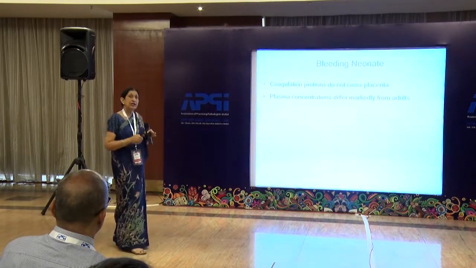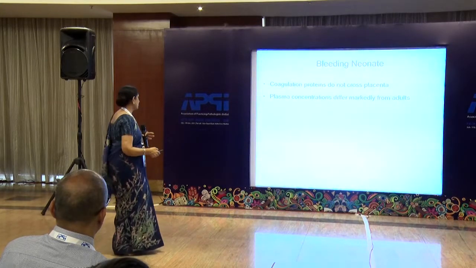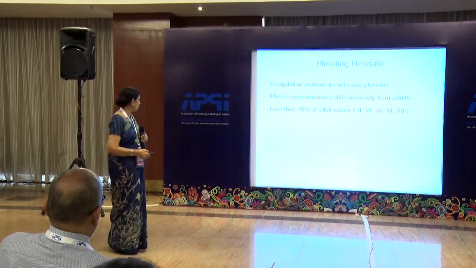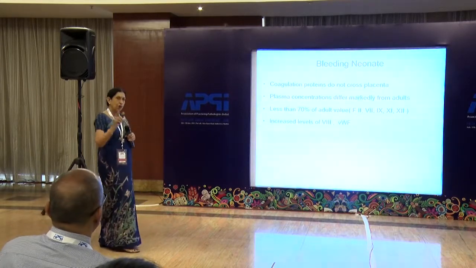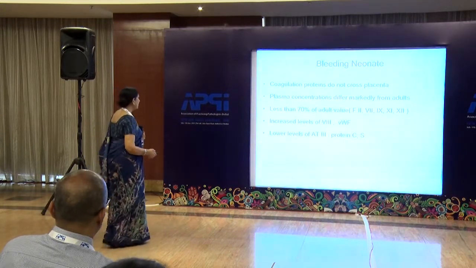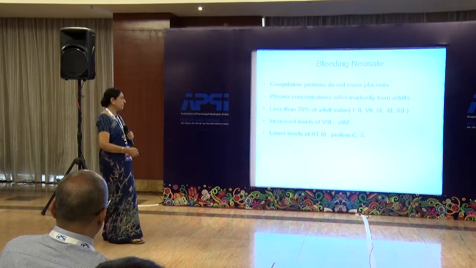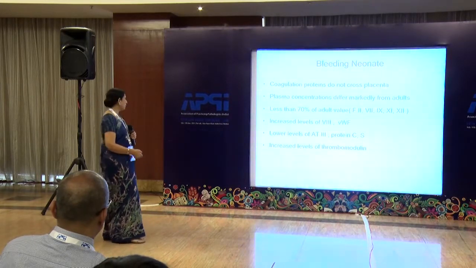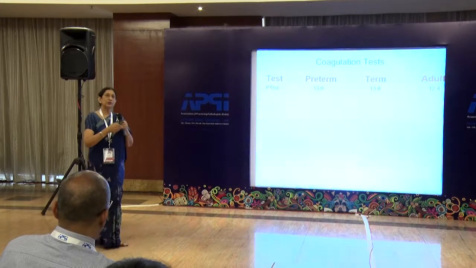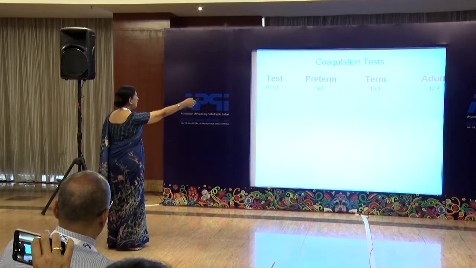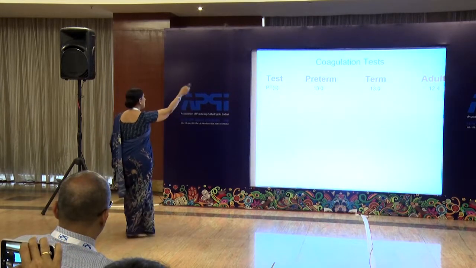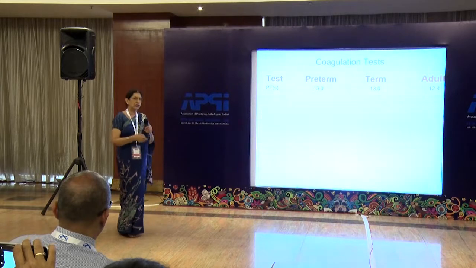Plasma concentration differs markedly from adults. They are less than 70% of the adult value, and increased levels of only 2, factor 8 and von Willebrand factor. Lower levels of antithrombin 3, protein C and protein S, increased levels of thrombomodulin. Look at this. Please pay attention to this table. There you have an adult prothrombin time of 12 seconds. A term baby will have 13 seconds. A preterm will also have probably 13 to 14 seconds.